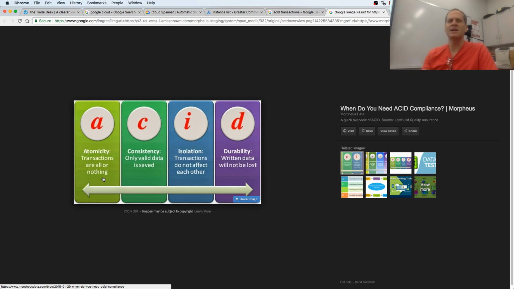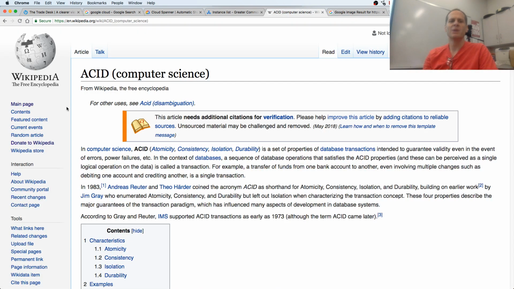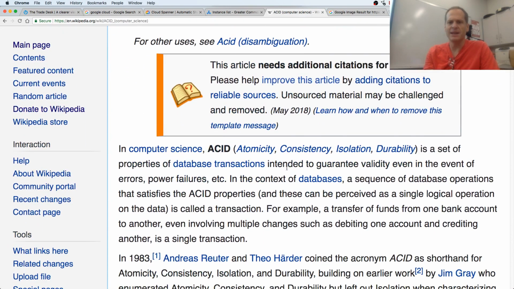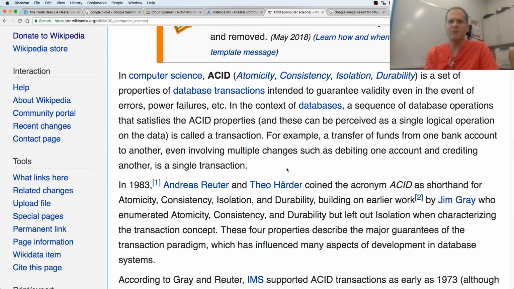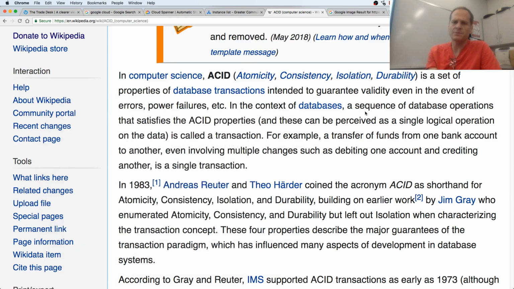That's this ACID concept. Now, if we look at this on Wikipedia, there's a little bit more to say about it. But that picture was pretty awesome. In computer science, ACID, atomicity, consistency, isolation, durability, is a set of properties of database transactions. It symbolizes a unit of work performed within a database management system against a database and treated in a coherent and reliable way independent of other transactions. Intended to guarantee validity even in the event of errors, power failures, etc.